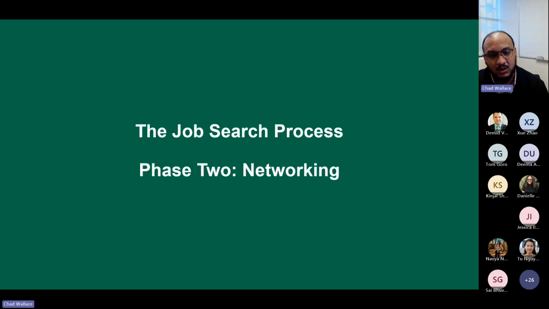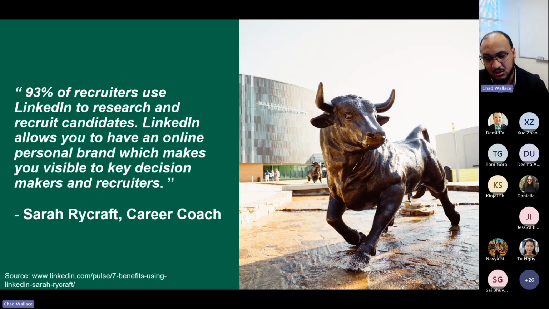Right? We don't do it. We don't do it as intentionally as we should. We don't do it because of the rejections or the no response that we get. But it's a way for you to really make connections. And I want to share this quote with you all right now because the job search process has changed drastically, right?